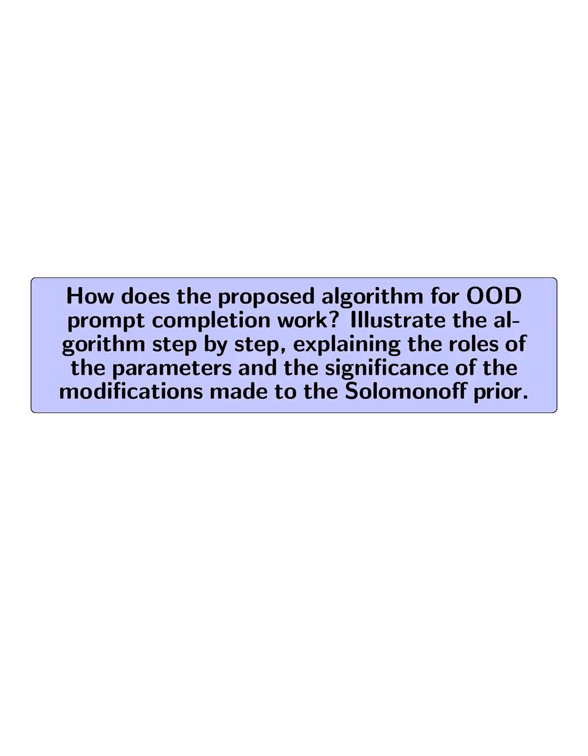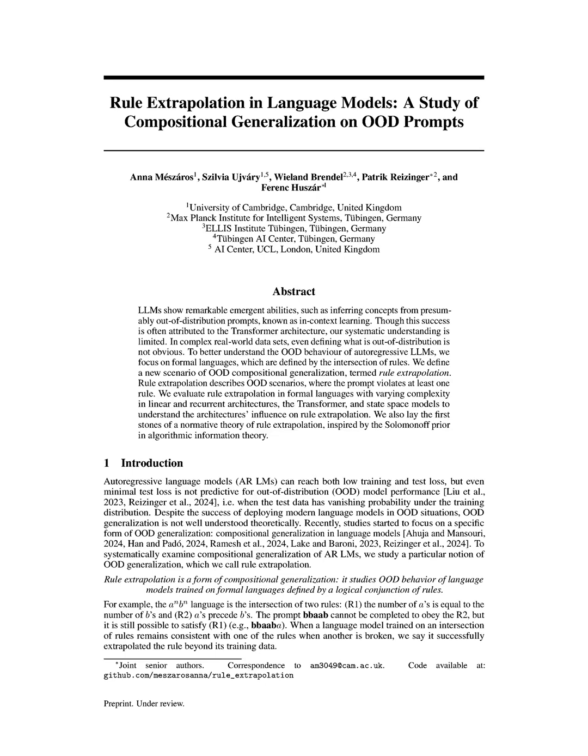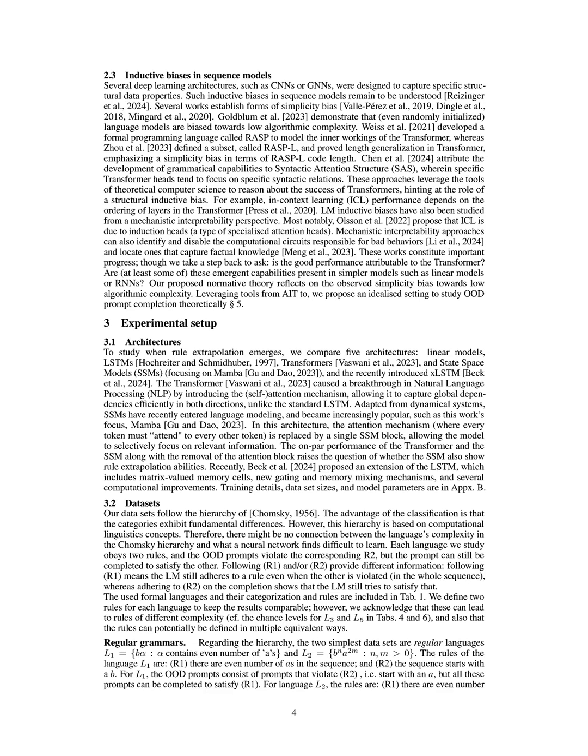Illustrate the algorithm step by step, explaining the roles of the parameters and the significance of the modifications made to the Solomonoff prior. The proposed algorithm for out-of-distribution (OOD) prompt completion builds upon the Solomonoff prior by introducing two key modifications to better handle the separation of pre-training and testing phases. First, it conditions the prediction on a pre-training dataset, D, consisting of in-distribution sequences, allowing the model to leverage previously learned information while generating completions for OOD prompts. Second, it models semi-measures as lists of conditionals rather than joint distributions, which accommodates the fact that OOD prompts may have zero probability under the training distribution.